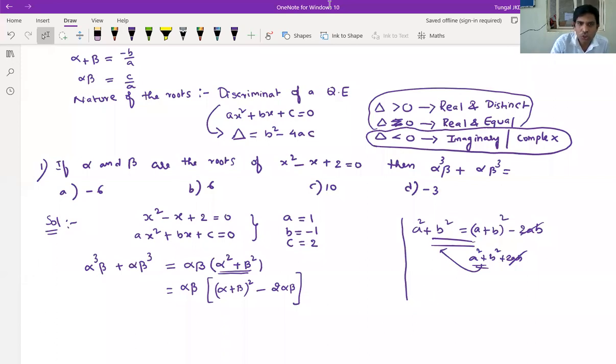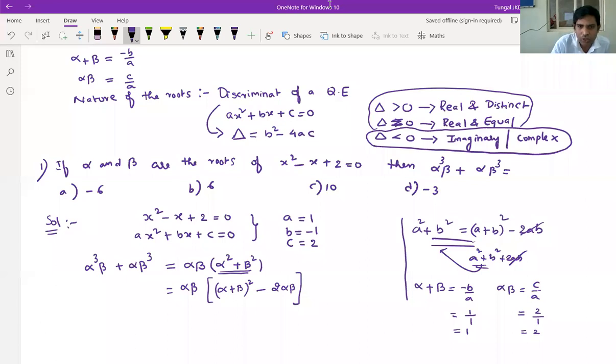Now come to the question. From the given quadratic equation, what is the sum of the roots and the product of the roots? What is the sum of the roots formula? Minus b by a. Product of the roots formula, what is that? C by a. So a value, b value, c value are already given. So what is minus b by a? 1 by 1, nothing but 1. Product of the roots, c by a, nothing but 2 by 1, nothing but 2.